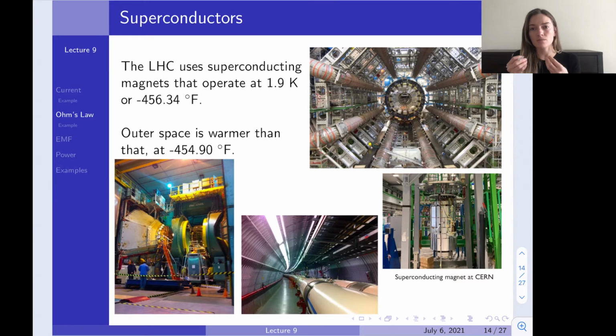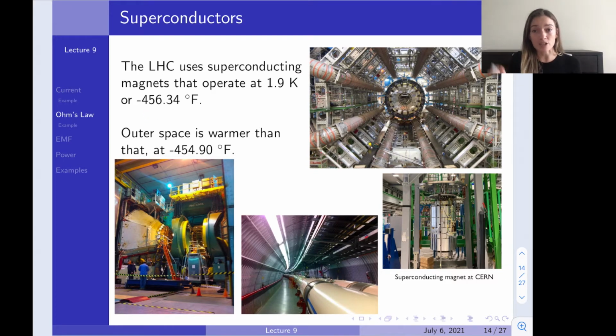Now, to smash something as small as a proton together, you need to keep these particles on a very, very precise track. And that's done using superconducting magnets. So these superconducting magnets have to be kept extremely cold. And they're actually so cold, they're colder than outer space. So the superconducting magnets at CERN are 1.9 degrees Kelvin, which is negative 456 degrees Fahrenheit.